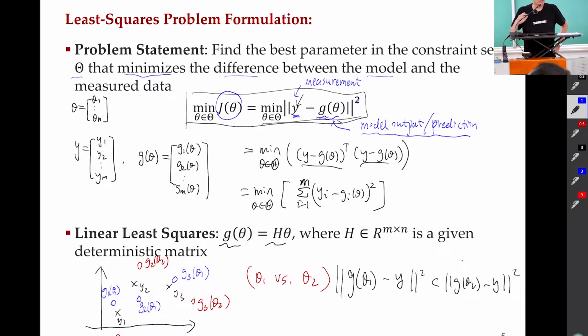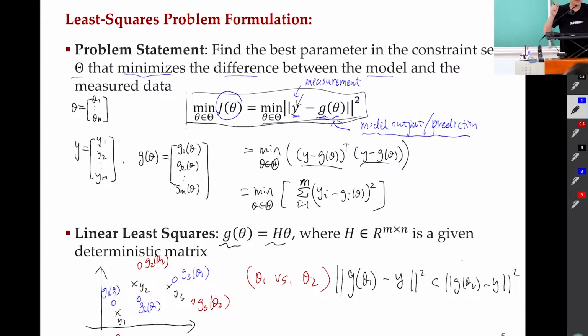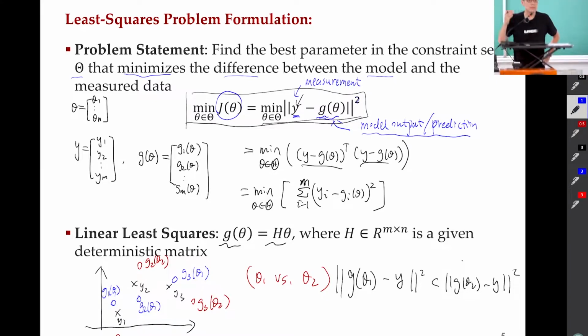Okay? If you give me a theta, the model will say, okay, if this is theta, then the output should be G of theta. But in reality, you see something different, it's Y. And your purpose is to try to find the best theta to explain the data Y, okay? So that's why the whole problem reduces to an optimization problem. The optimization has a particular form, squared error, and so that's called the least squares problem.